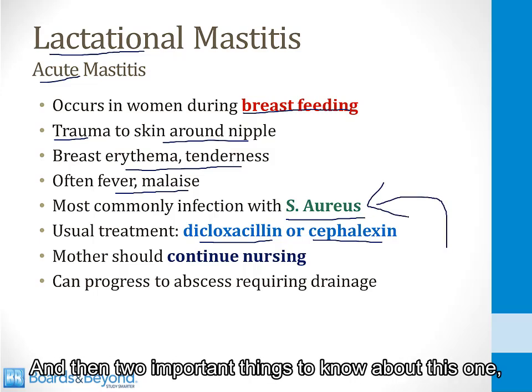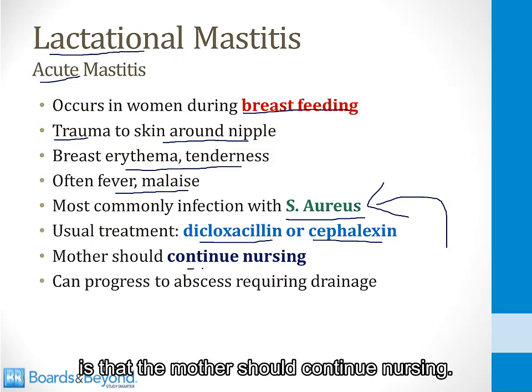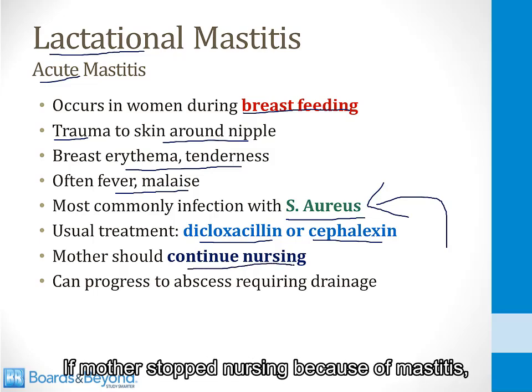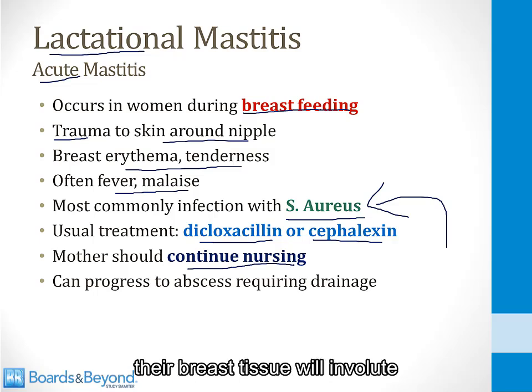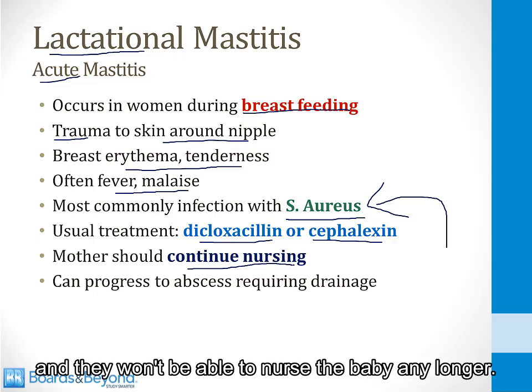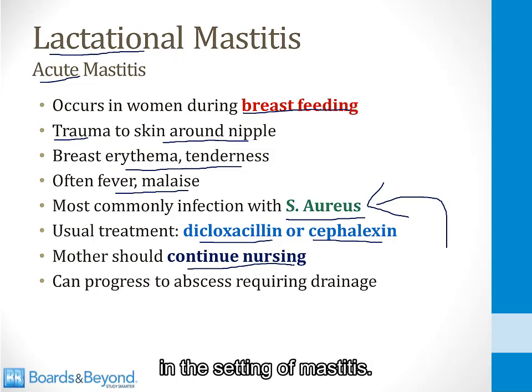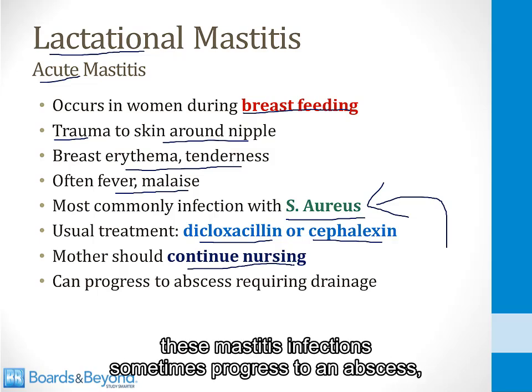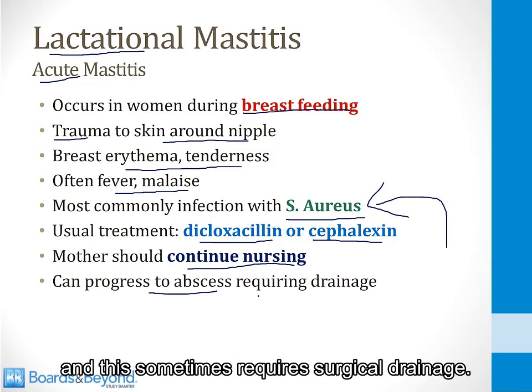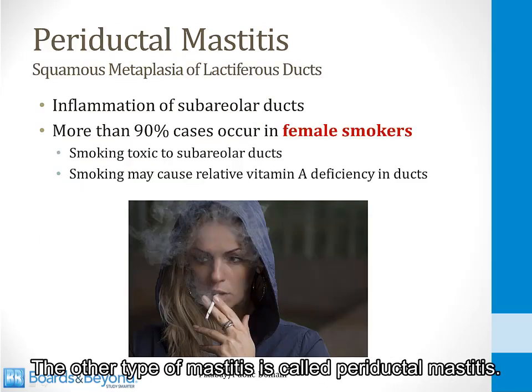And then two important things to know about this. One is that the mother should continue nursing. If mothers stop nursing because of mastitis, their breast tissue will involute and they won't be able to nurse the baby any longer. And there's no danger to nursing a baby in the setting of mastitis. And the second thing to be aware of is that these mastitis infections sometimes progress to an abscess, and this sometimes requires surgical drainage.